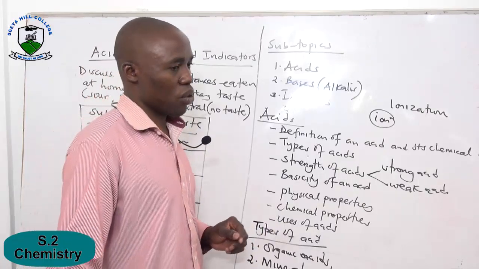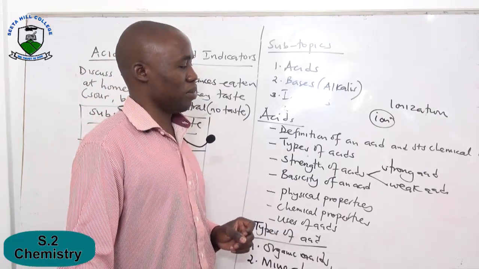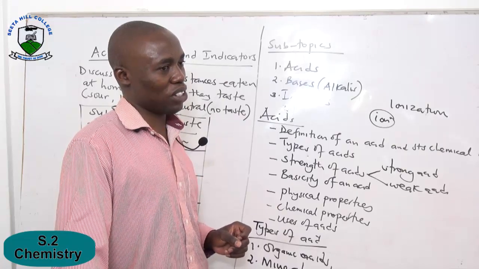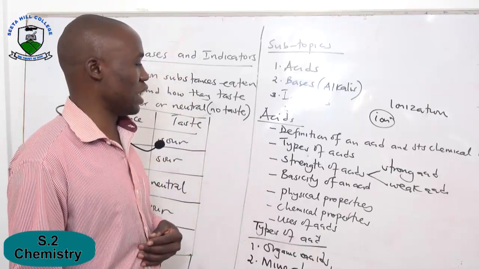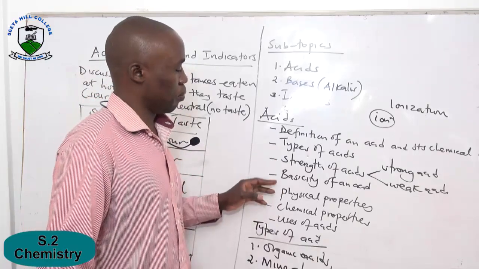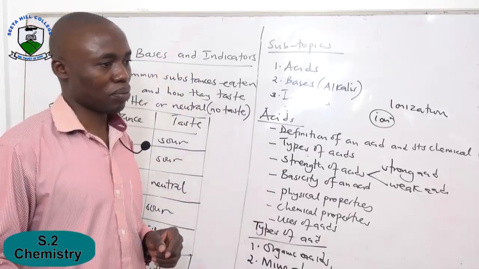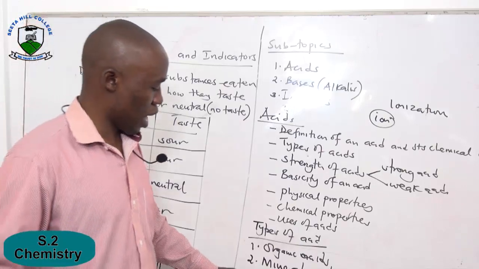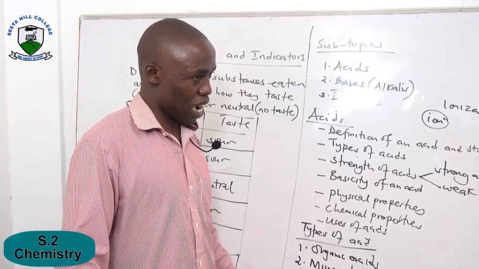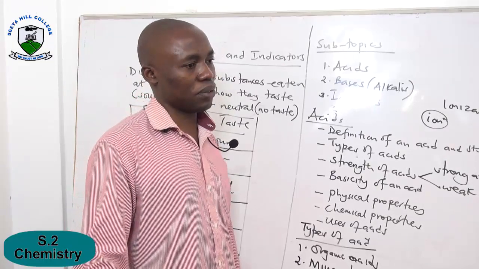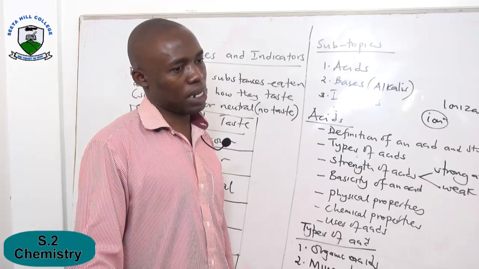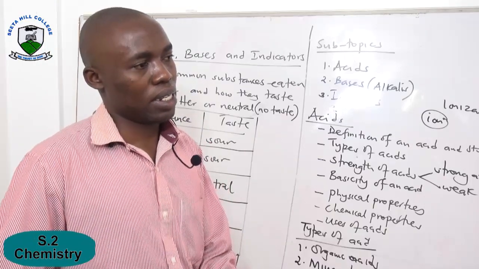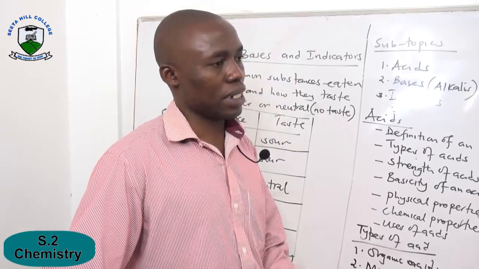Now, a weak acid, on the other hand, is the acid that partially, to be partial is to be incomplete, that partially ionizes to produce a few hydrogen ions in water. Now, strong ones, the first three mineral acids are strong acids. Then all your organic acids are weak. These are weak acids.